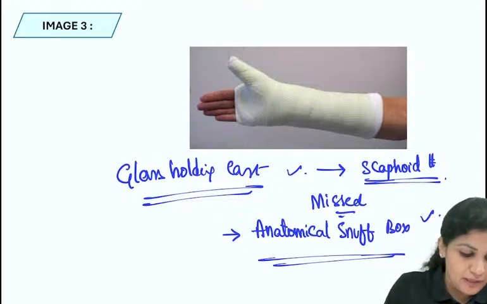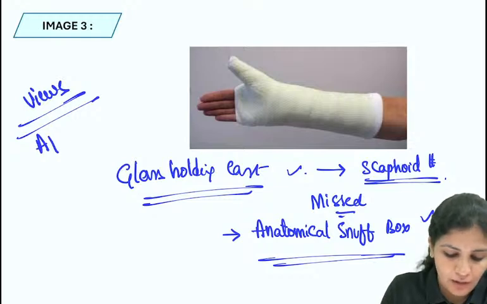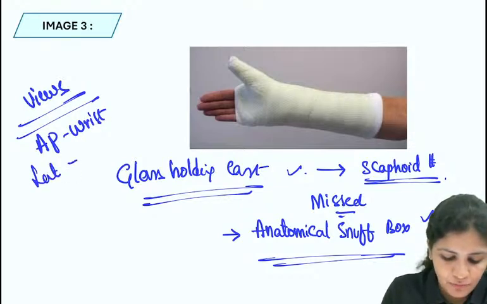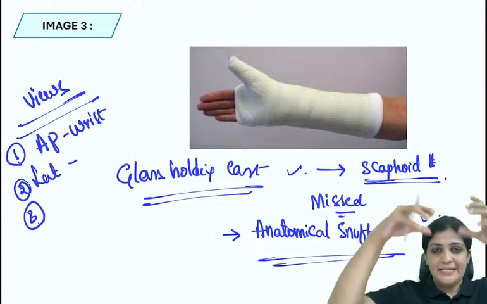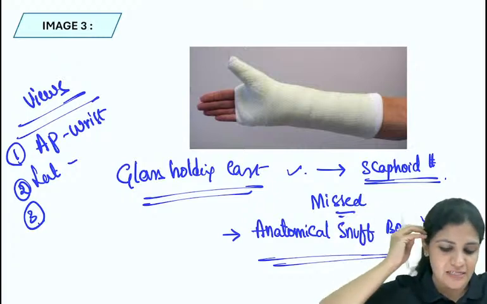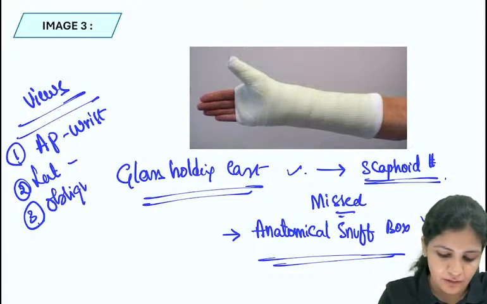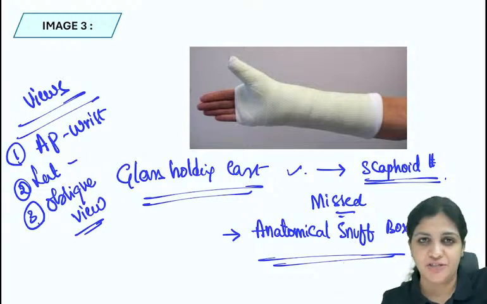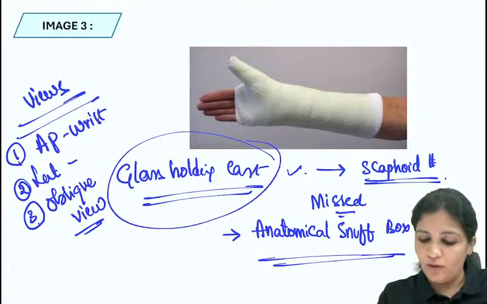And what are the important views which we take for scaphoid? One is your AP wrist view, and then you take the lateral, and the third one, the most important one, is the oblique X-ray view. You take AP view, the lateral view, and then the oblique view. Very good. When you take the oblique view, you can identify the fracture. And once you see the fracture, you have to go for glass holding cast.